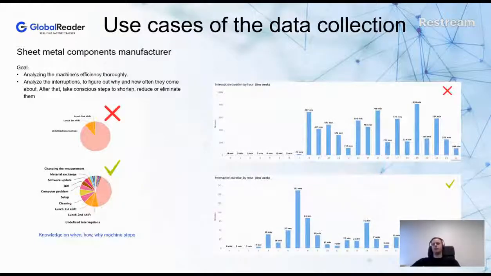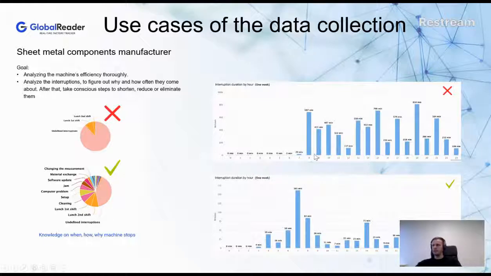And some of the use cases I chose from different fields of manufacturing. For example, one of our clients, a sheet metal components manufacturer, started off with this situation over here with the interruption durations by hour in a week. And it ended up quite soon in this position over here, when you can see by each hour of the day how many interruptions took place.